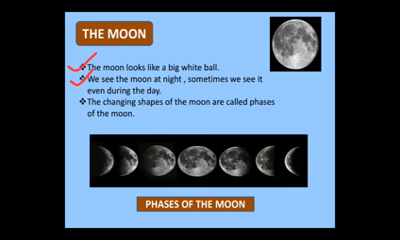Now, is the moon of the same shape every day? If you see the moon every day, students, the shape of the moon changes, isn't it? This changing shape of the moon is called the phases of the moon. We call it phases of the moon. Now here you can see the shapes of the moon. There are so many shapes of the moon, and every day it keeps on changing. Okay?